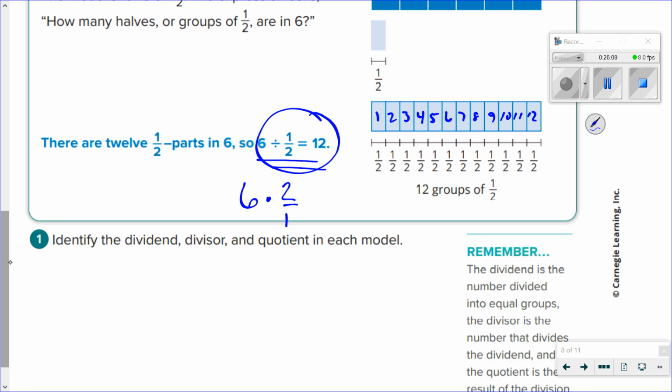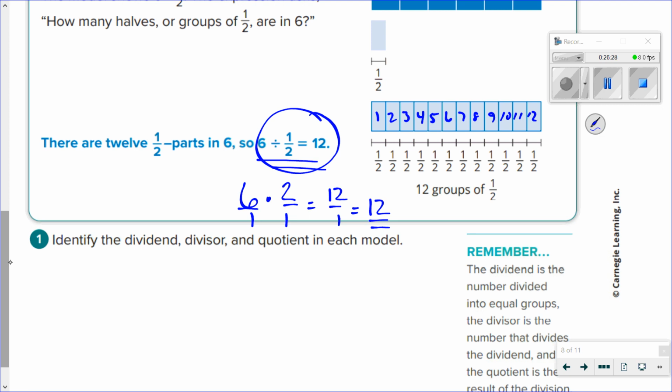Remember, when we're multiplying fractions, I have to have them both as fractions, right? So I put the 6/1. I now have 6 times 2 is 12. 1 times 1 is 1. 12 divided by 1 is 12. Does that make sense mathematically? Yes. Is it the same answer? Yes. Is it in the same family?